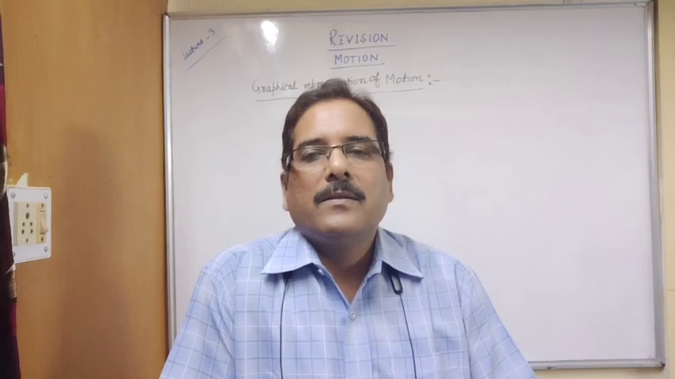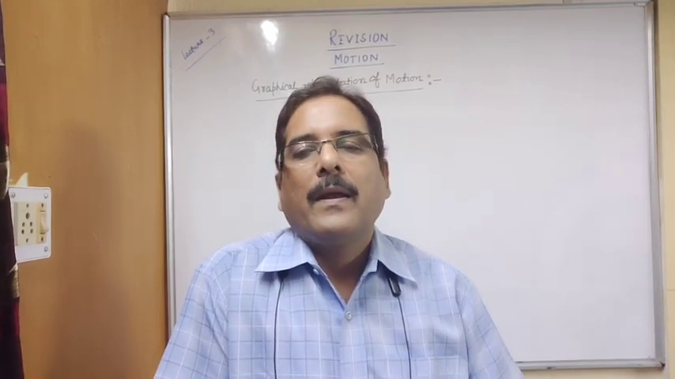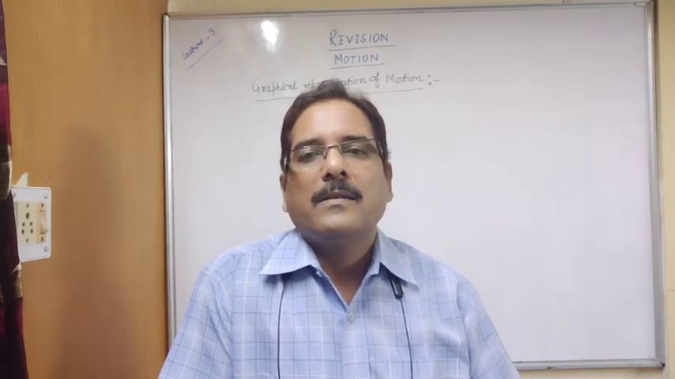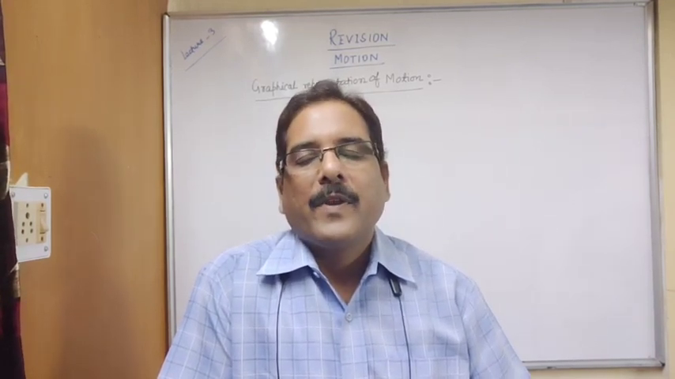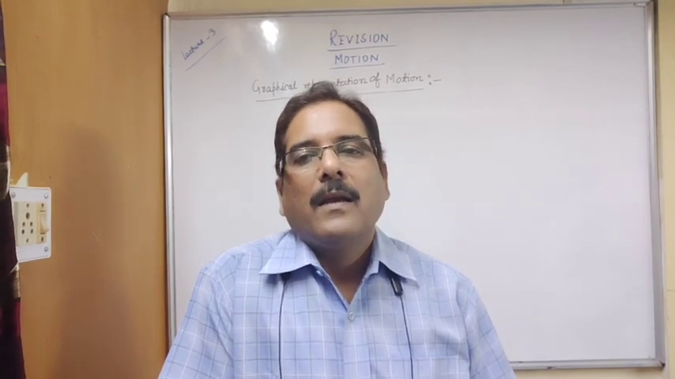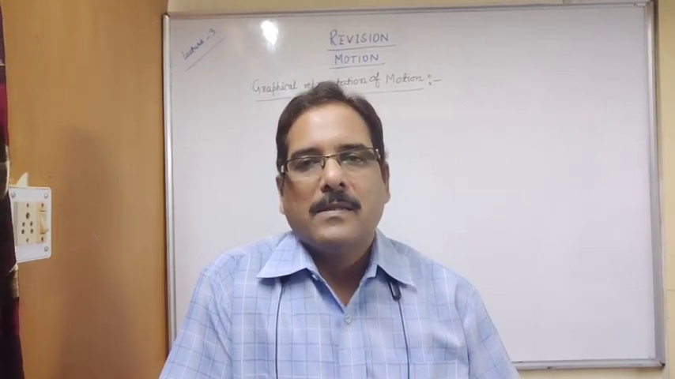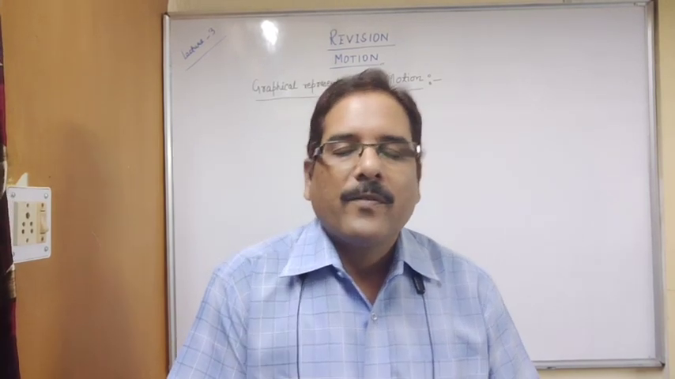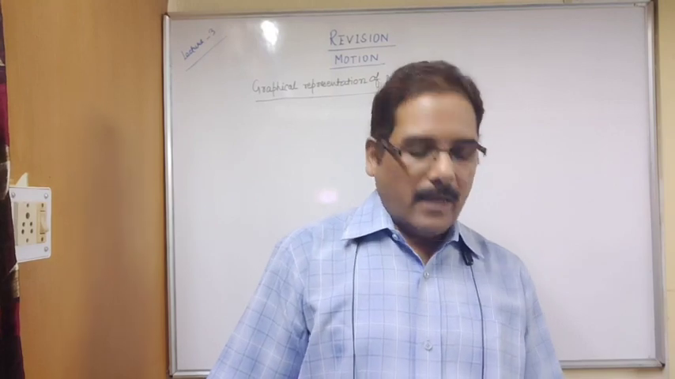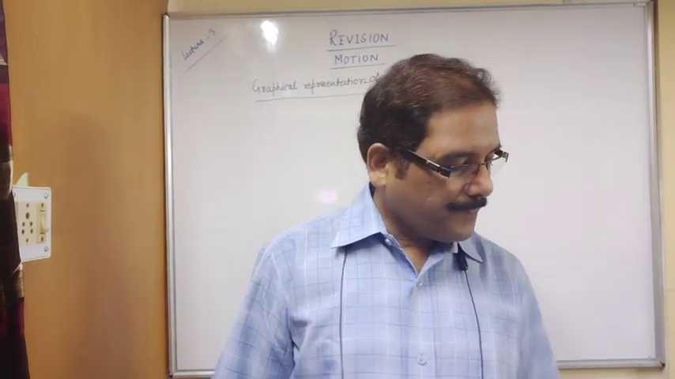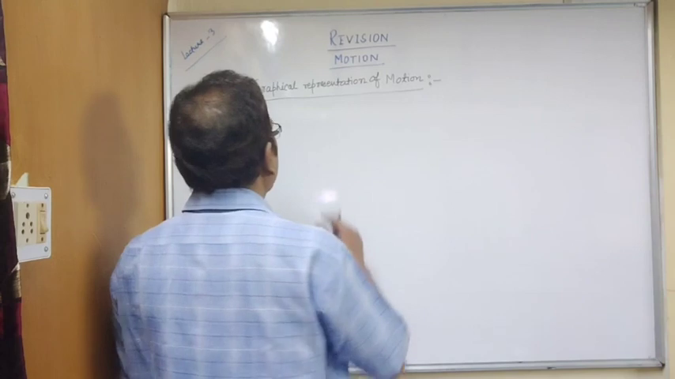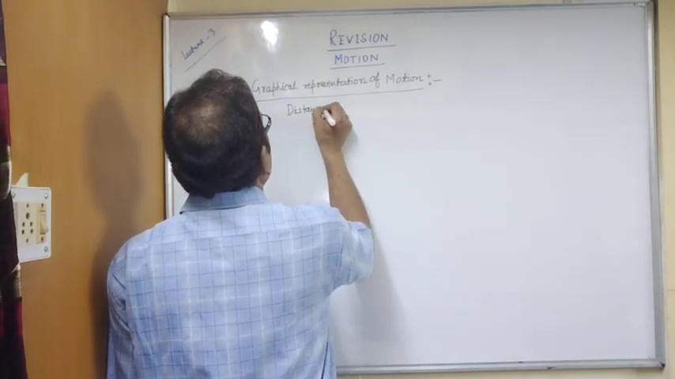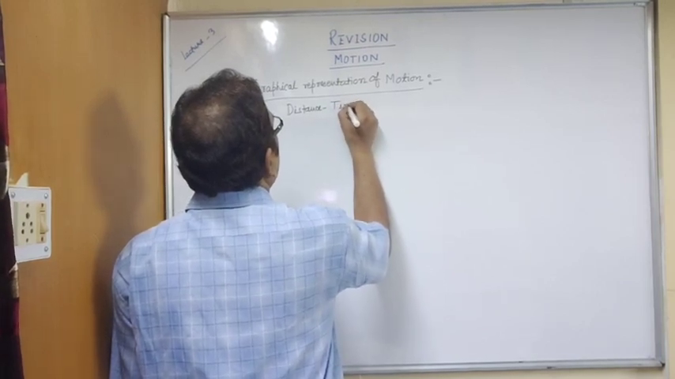When an object is moving, it is in motion, it has some speed. The things which are changing are its position and time. Or we can say it covers different distances with respect to time. So, the first simplest graph is the distance time graph.